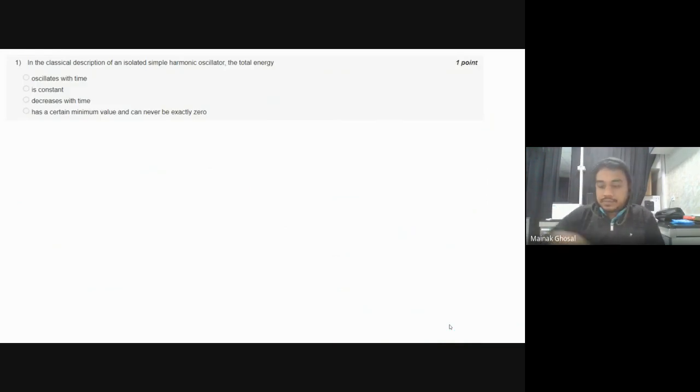So, the first question I'm going to ask is: in the classical description of an isolated simple harmonic oscillator, what will be the correct option for the total energy? That the total energy oscillates with time, the total energy is constant, it decreases with time, or it has a certain minimum value and can never be exactly zero. So, this is the question.